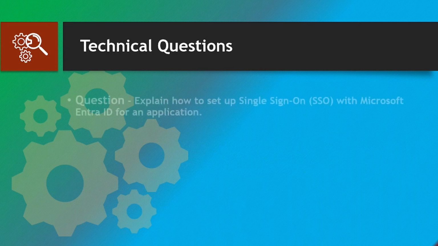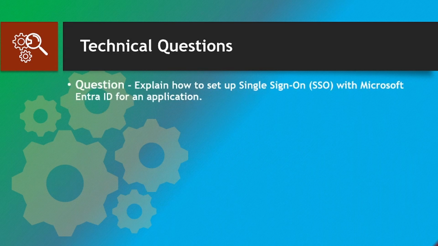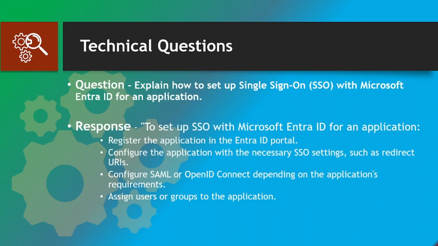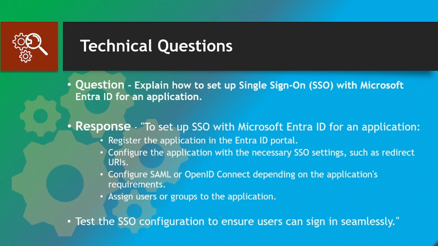Moving on, explain how to set up single sign-on SSO with Microsoft Entra ID for an application. To set up SSO with Microsoft Entra ID for an application, do the following. Register the application in the Entra ID portal. Configure the application with the necessary SSO settings such as redirect URLs. Configure SAML or OpenID Connect depending on the application's requirements. Assign users or groups to the application. After setting up SSO, test the SSO configurations to ensure users can sign in seamlessly.